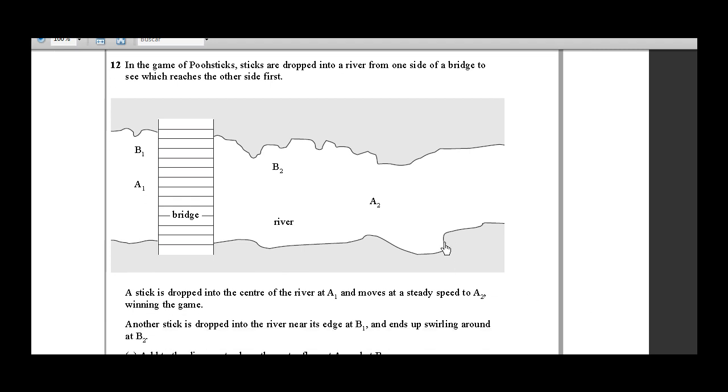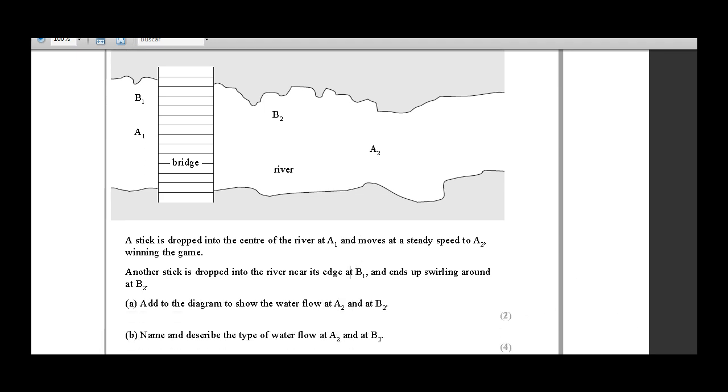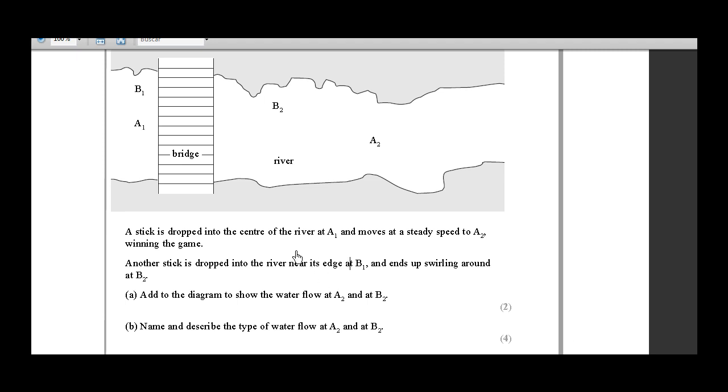It says in the game of pooh sticks, sticks are dropped into a river from one side of a bridge and you see which one reaches the other side first. It says a stick is dropped into the center of the river at A1, which is over here, and moves at a steady speed to A2, winning the game.